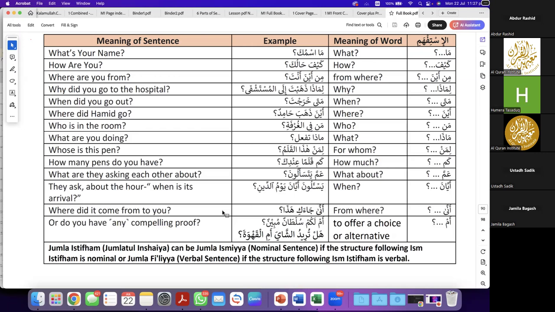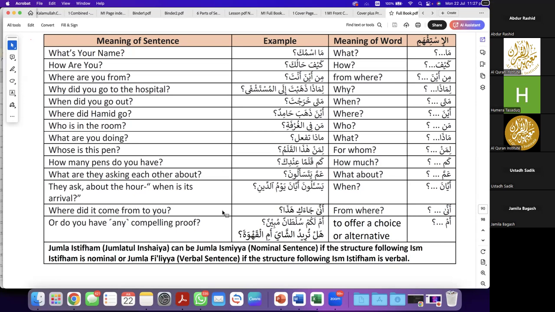Next one is aina. The example we have is aina dhahaba Hamidun. Where did Hamid go? Again, notice the order of the words. Next example is man fil ghurfati. Man means who. Man fil ghurfati. Who is in the room?